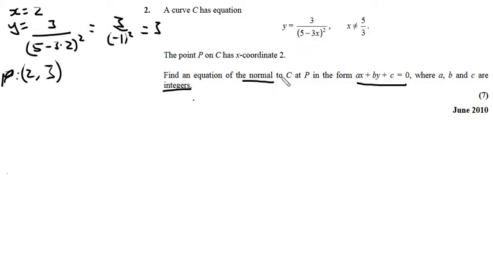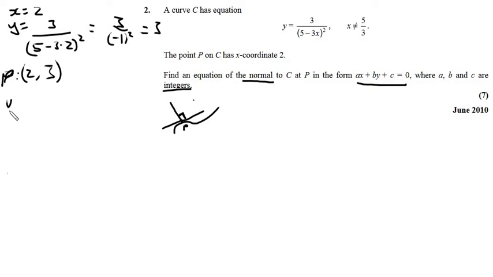So we need to find the equation of the normal. So the normal, let's say we've got some curve like this, right? And the tangent is going to be there at point P. The normal to this curve is going to be perpendicular to the tangent, so it's going to be at right angles to the tangent. So the first thing we should do is try and find the gradient of the tangent, because the gradient of the normal is going to be the negative reciprocal of the gradient of the tangent.